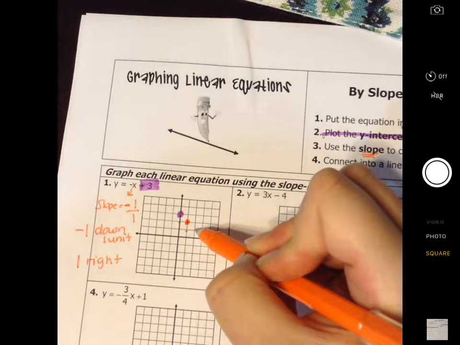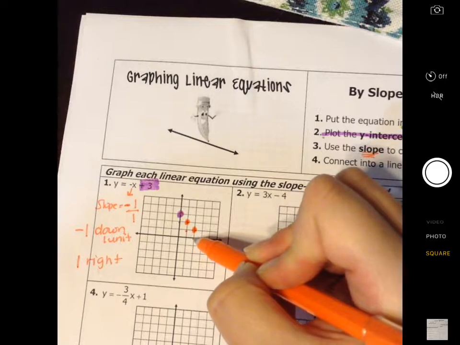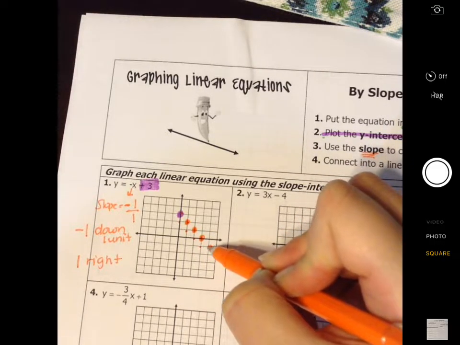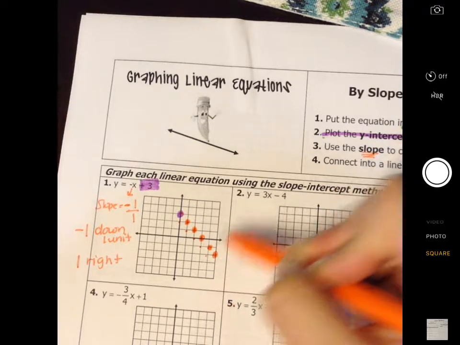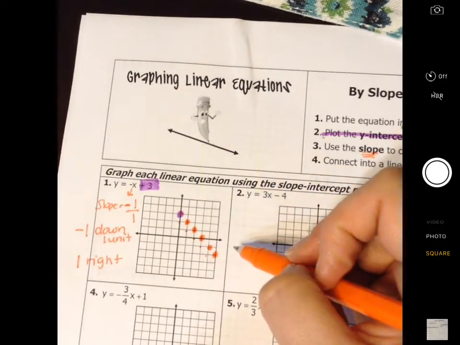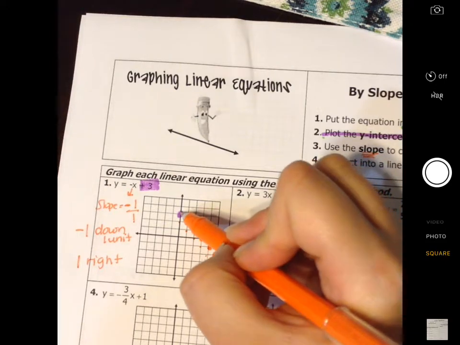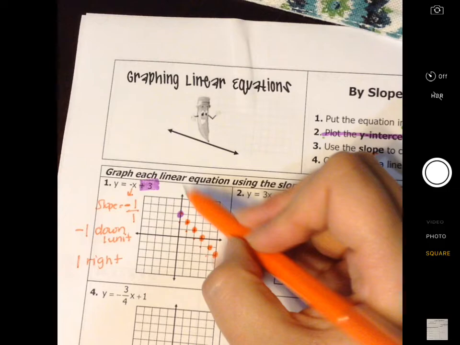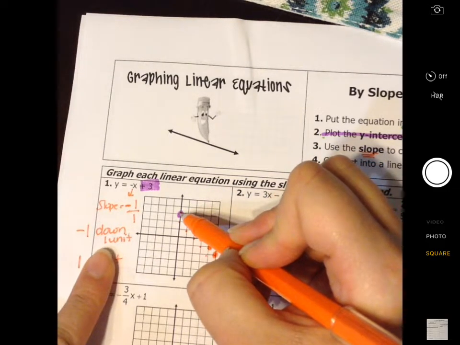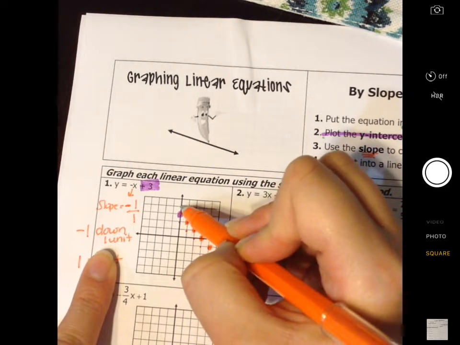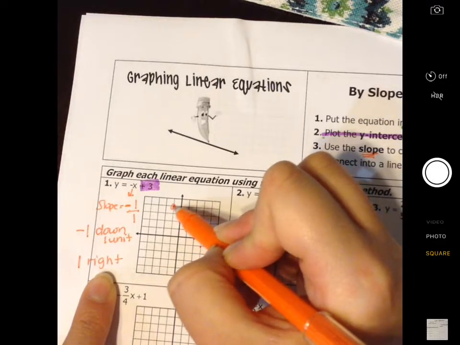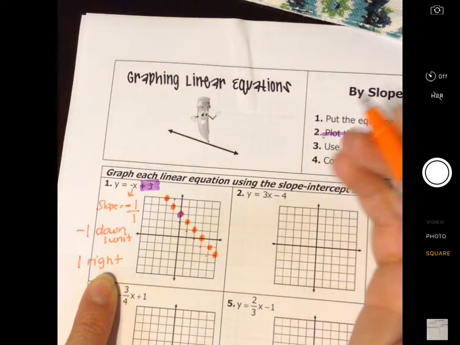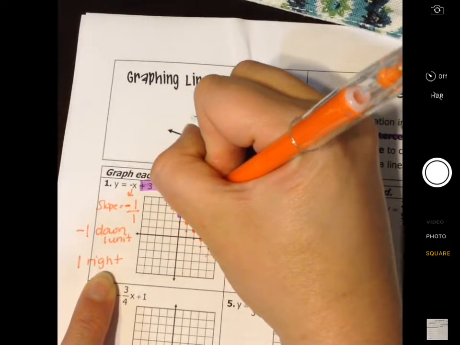Down 1, right 1, put a dot. Down 1, right 1. You will graph until you run out of space. So technically your graph will run to the right. If I want the points up here, I just do the opposite of what we just said. Instead of going down 1, right 1, I go up 1, left 1. Ran out of graph, so now I can create my line.